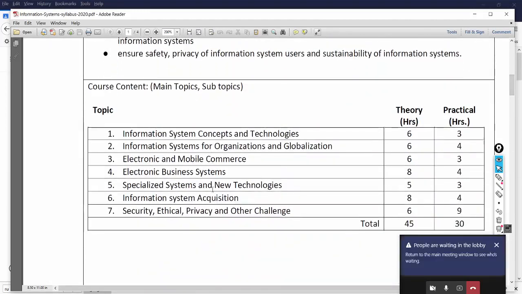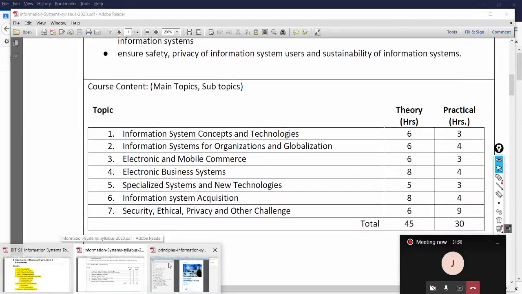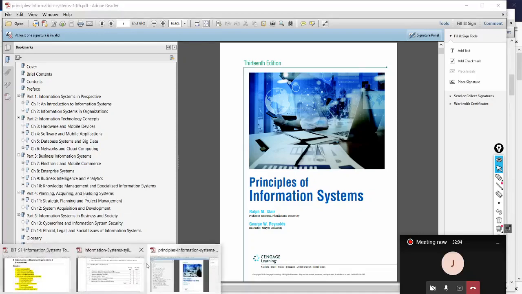Information system concepts and technologies. Then you have information systems, organizations, and globalization. You can see in the reference book, because this is the main reference book. There also you have information. Second one, information technology concepts. Then business information systems. Okay. Then finally you have planning, acquiring, and building systems. So that is your final topic actually.